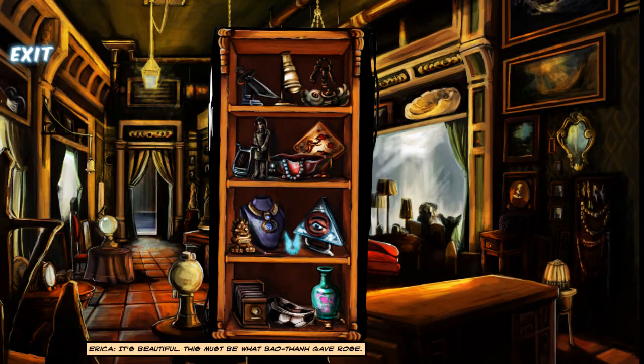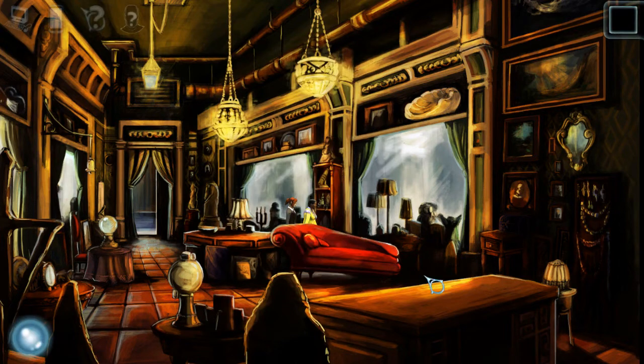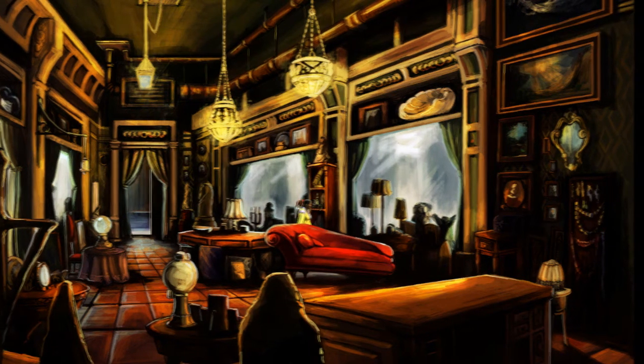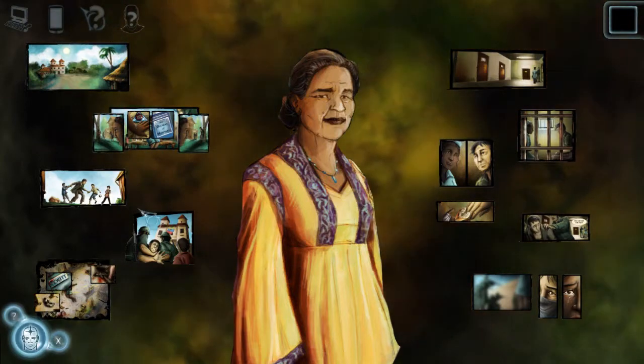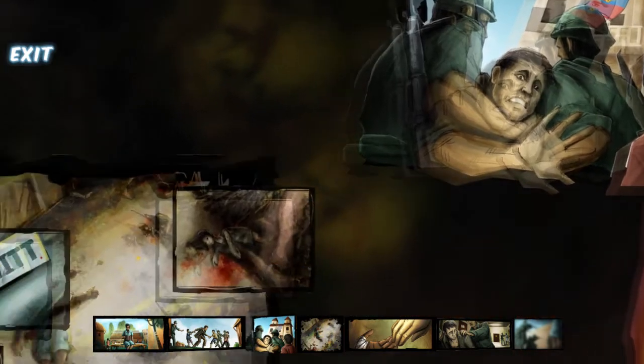And this actually... it's beautiful. This must be what Baotan gave Rose. This is showing the shape of the antique that Baotan gave her. So suddenly a lot of things are solved here. But it's a little complicated. Let's see, this one isn't solved yet.